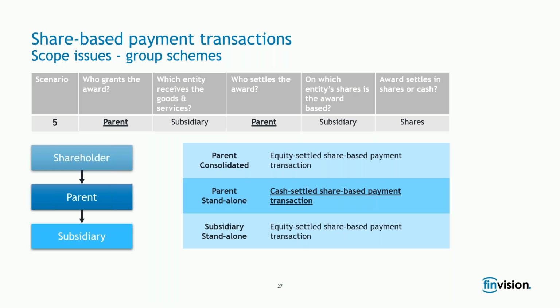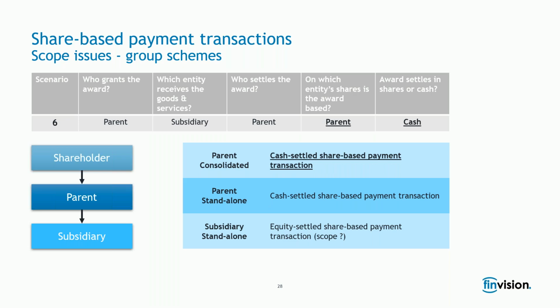So this is just a mirror of our example a few times ago, because the parent has an obligation to settle the amounts they have given here to someone else with the subsidiary entity. For the subsidiary, it's still an equity settled share-based payment transaction because they are also receiving the goods and services themselves.